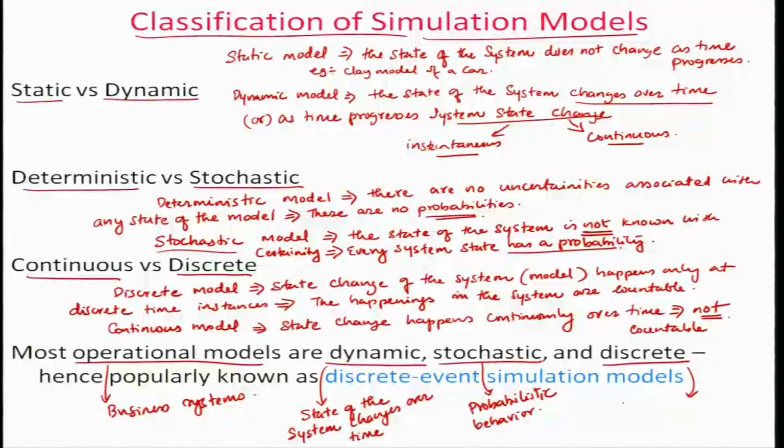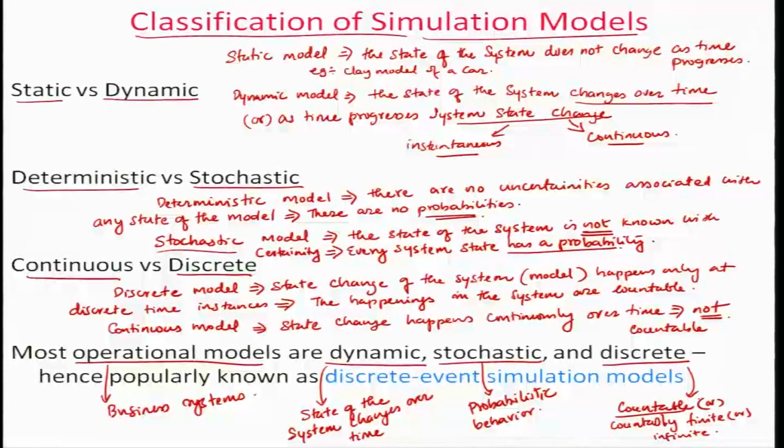Discrete means the system is countable. Countable, or countably finite or infinite. So, it happens at specific instances of time, and those instances or occurrences are countable as far as we are concerned.